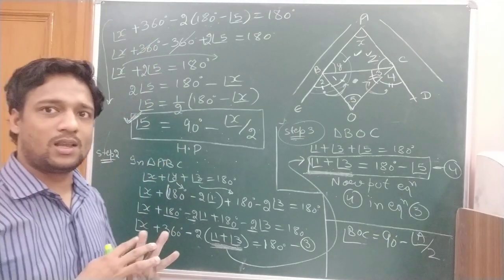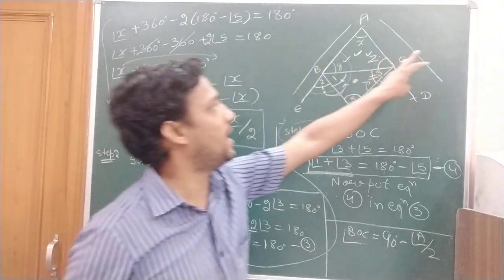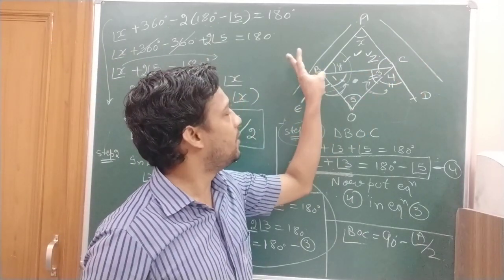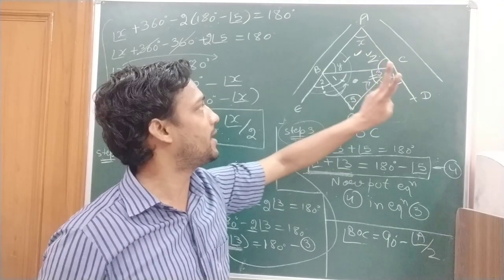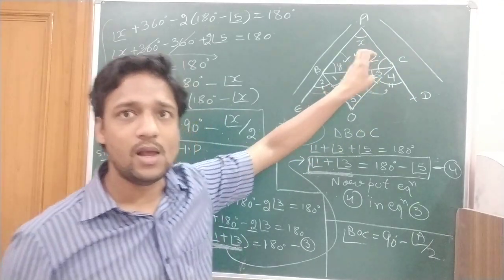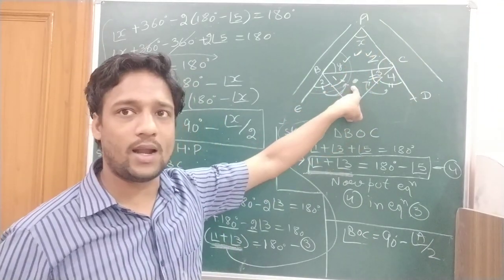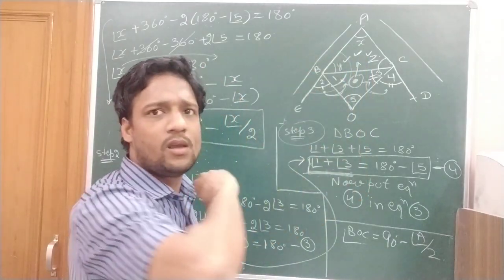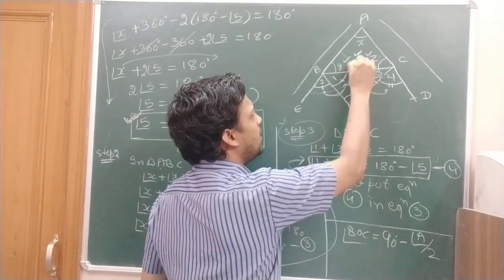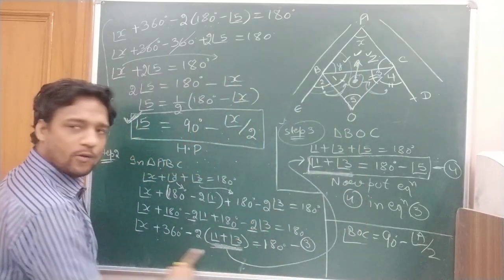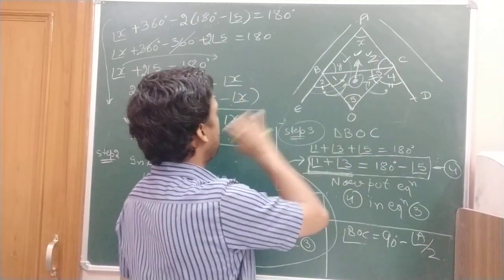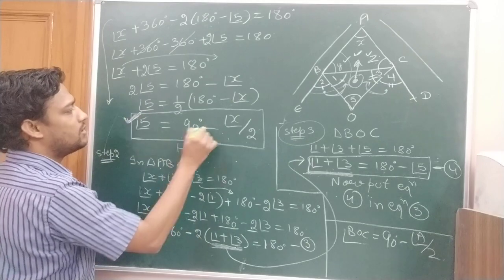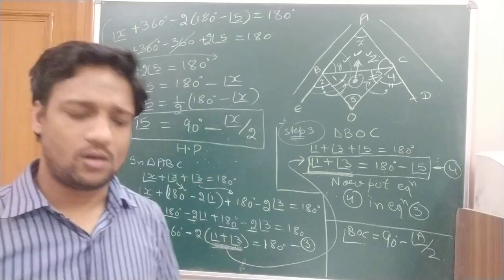So 3 steps are there. Remember that. In the first step you have to use these 2 lines. In the second step you have to use the upper triangle. In the third step you have to use the lower triangle. Then put the value of the lower triangle in the upper triangle equation. Then you get the result. This is the procedure, students.